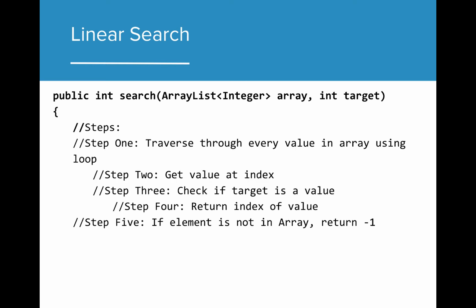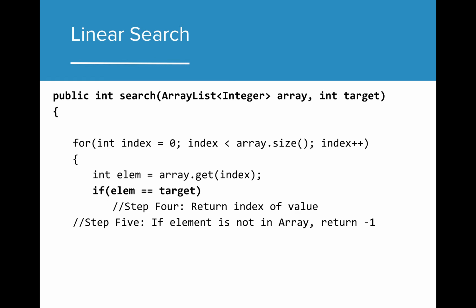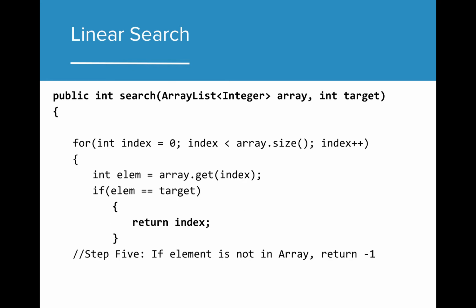Here are the steps that we might take to complete this search algorithm. First, we want to traverse the array. We can do this using a for loop, as we have been doing. Next, we can get the value that is stored at that particular index. Then we can check to see if that value matches the element that we are searching for in the array list. If the value is the same as the one that we are looking for, we can return the index where that value is hosted.